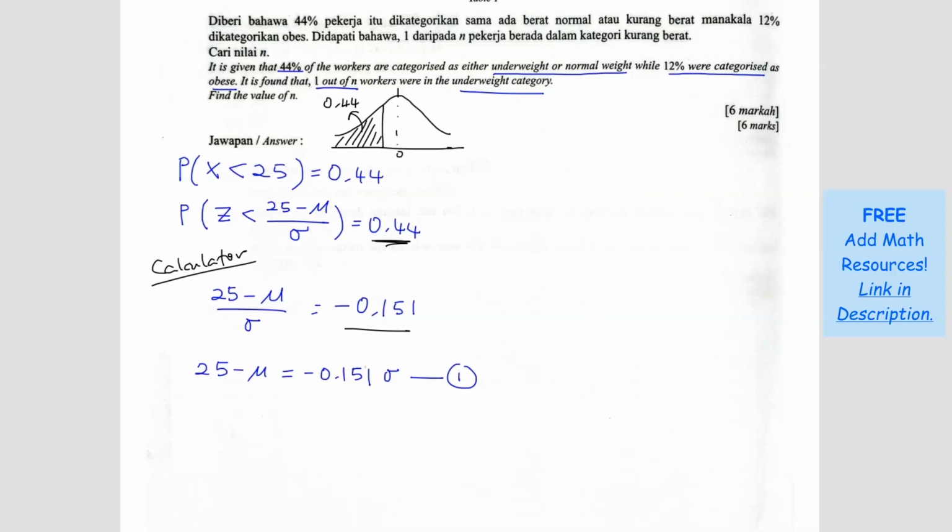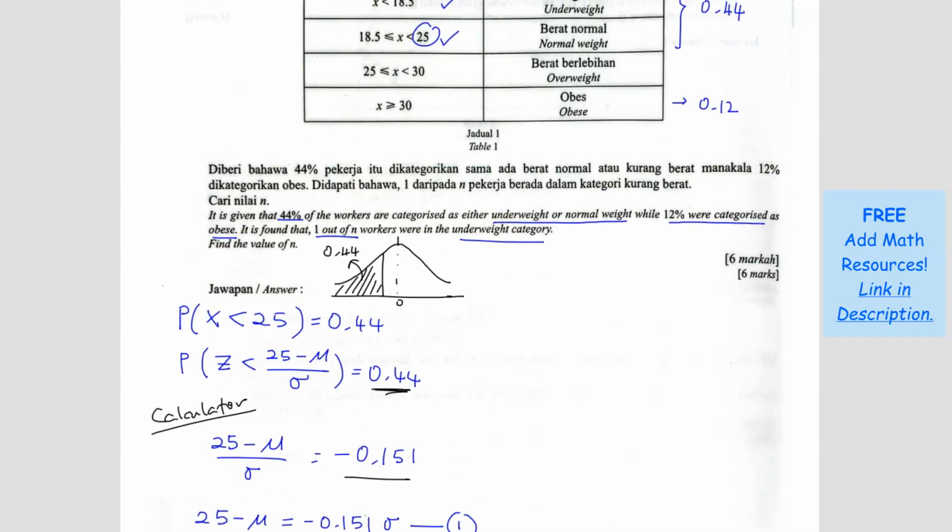So the second equation, what is given? The second equation is for obese. They said that x more than 30 is obese. The probability is 0.12. So the second probability will be like this: P(X > 30) = 0.12. Okay, so convert it to the standard normal distribution. So convert it to P(Z > (30 minus mean) over standard deviation) = 0.12.